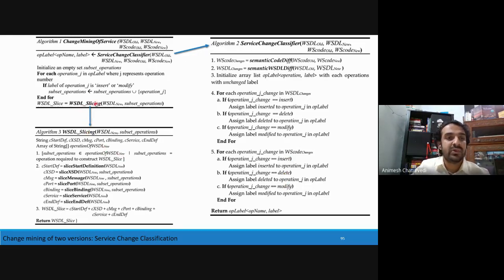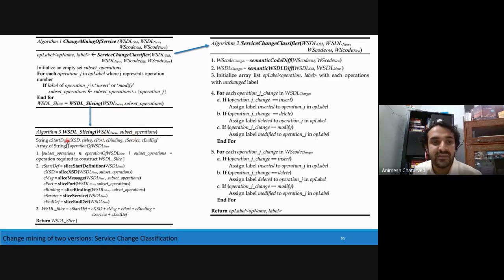Then the subset operation is generated and initialized. For every operation j in the operation labels, if that operation j is inserted or modified, then the jth operation is added to the subset operation. That subset operation goes inside the third algorithm, WSDL slicing, along with WSDL new.